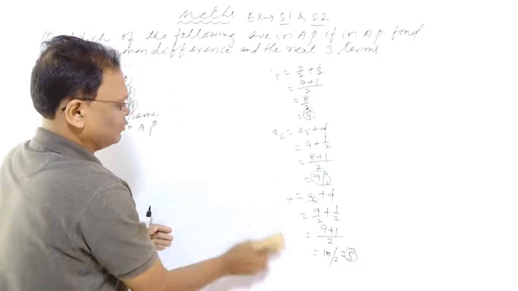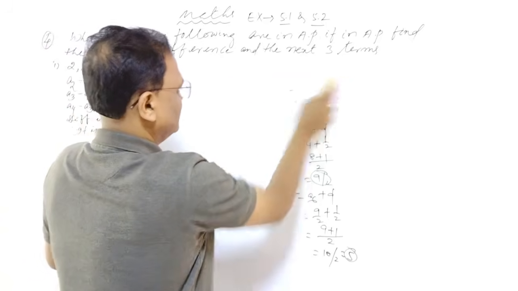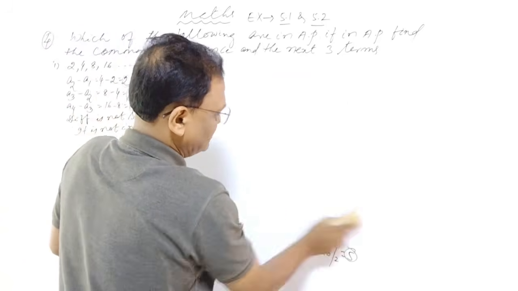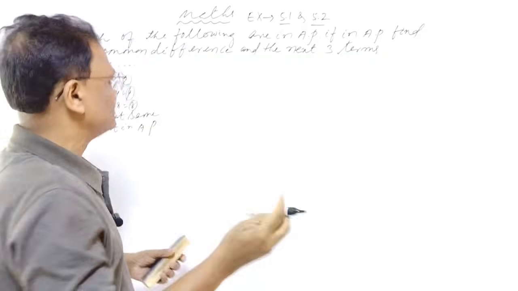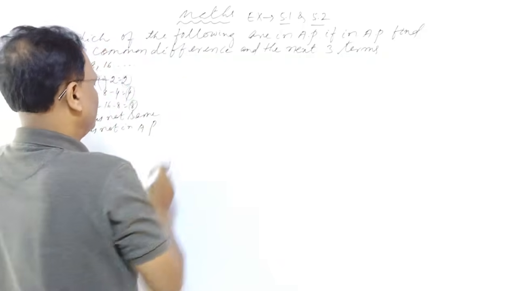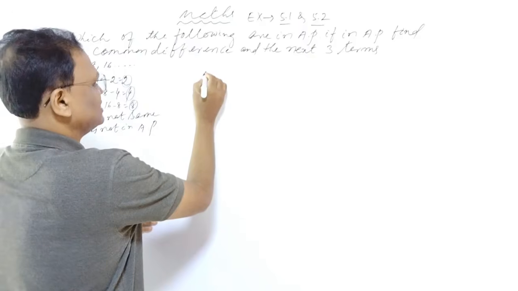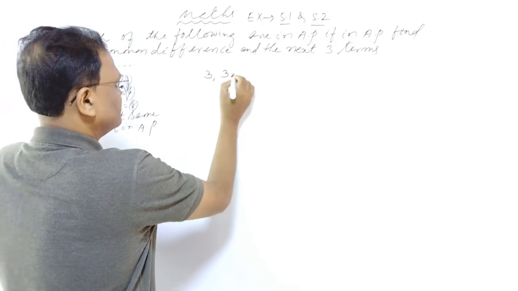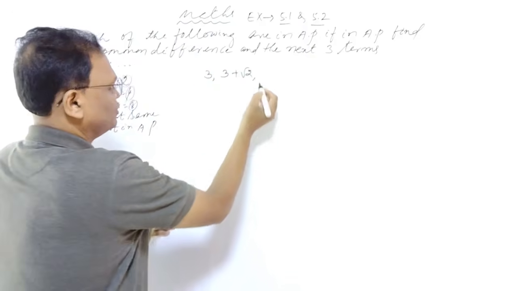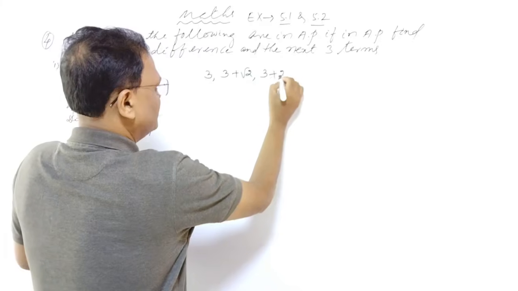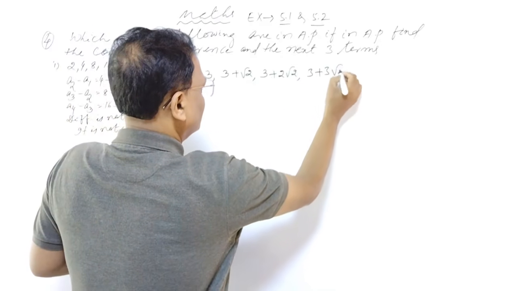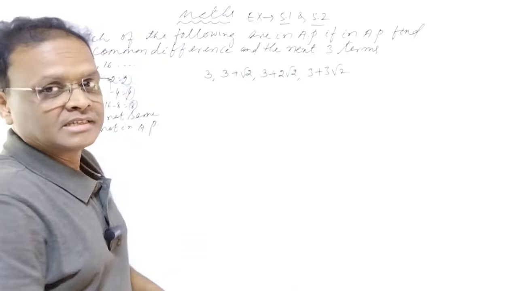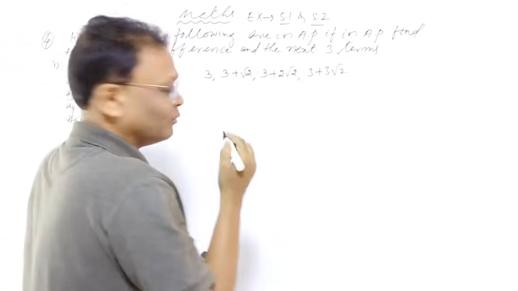After this, the method is the same. Only check whether this is in AP or not. If this is in AP, then obviously you have to find the next three terms. Now the next question I am writing is 3 plus root 2, 3 plus 2 root 2 and 3 plus 3 root 2. Again I have to check whether this is in AP or not.